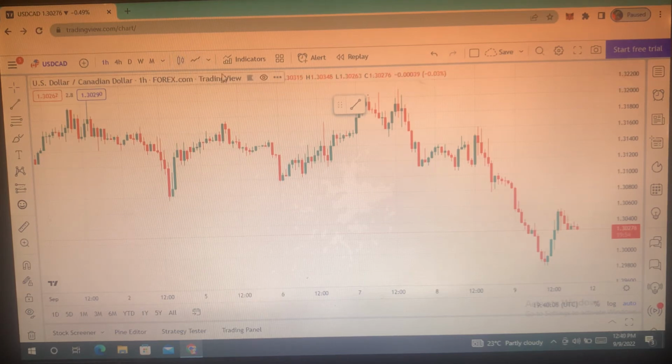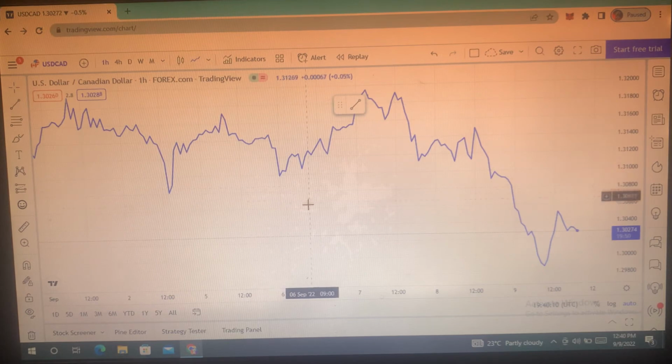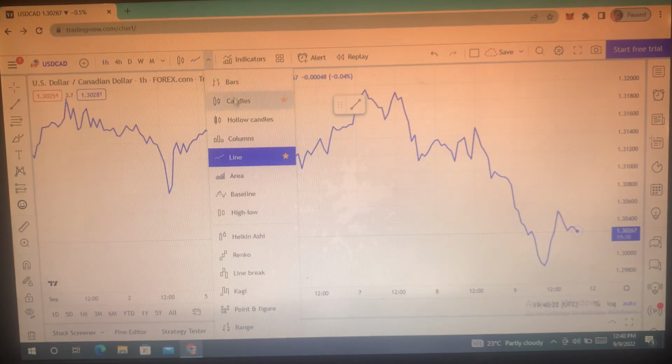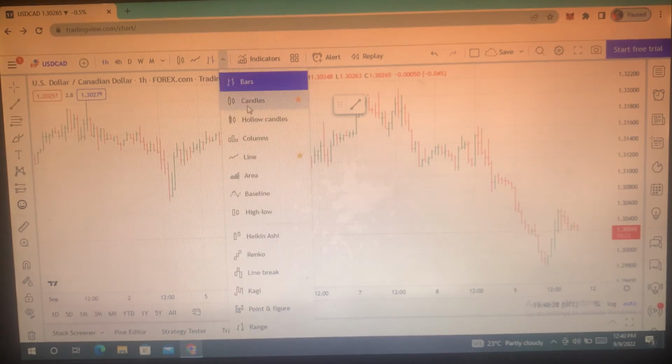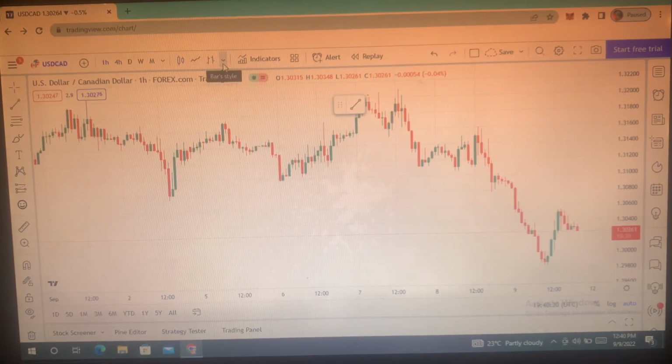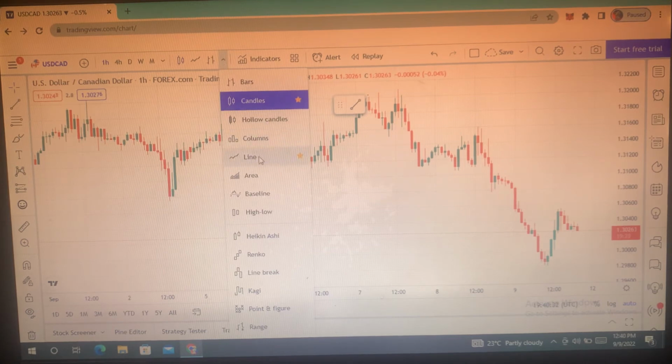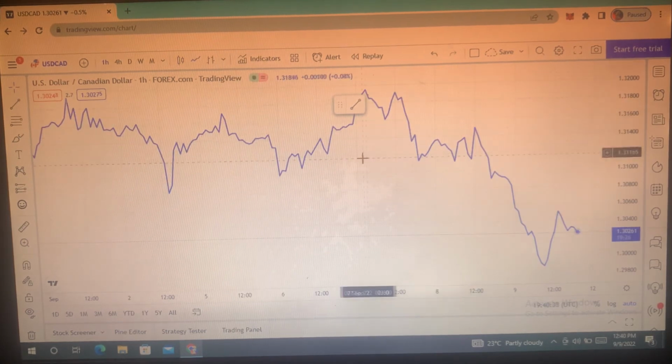Okay, now we have the candles. If I don't want to look at the candles, I can look at the line chart. I know a lot of you see this every day, but you don't know what it means. We'll get there. So this is the line chart. We have other charts. We have the bar. But I like to use candles and line chart for filters.